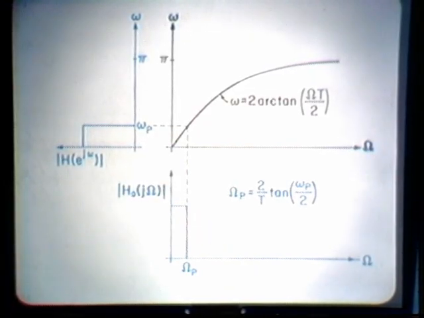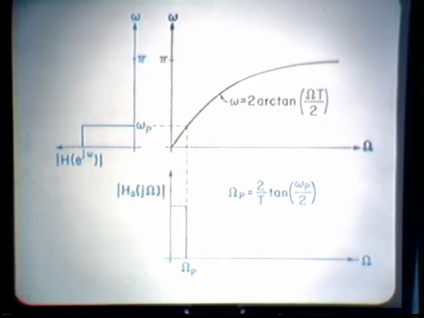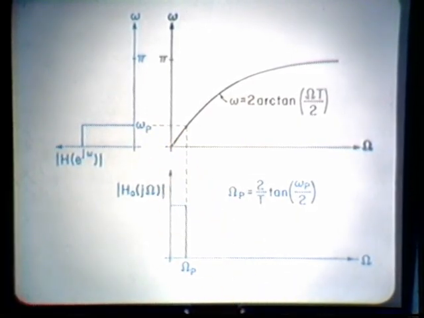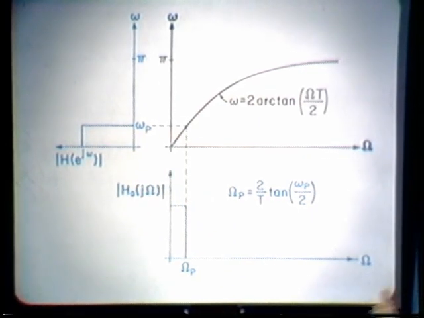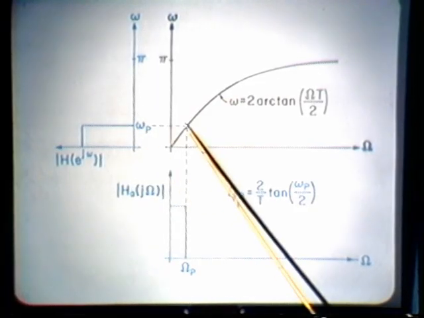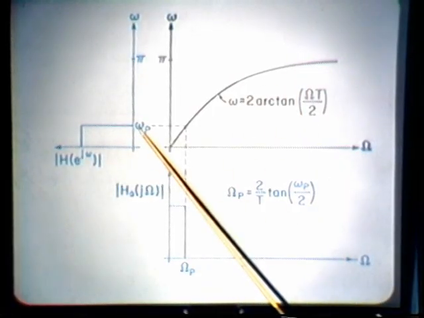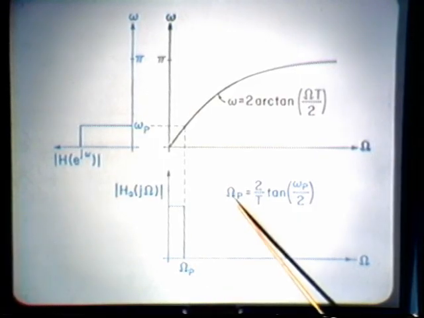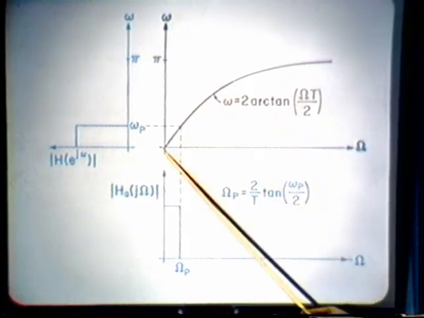And what's the effect of this nonlinear distortion in the frequency axis? The only effect that it has is that the cutoff frequency of the filter, or in a more general case, the frequencies at which the piecewise constant characteristic changes from one piece to another, gets changed according to this frequency warping characteristic. So this cutoff frequency gets converted into a new cutoff frequency where the analog cutoff frequency is related to the digital cutoff frequency according to that curve.